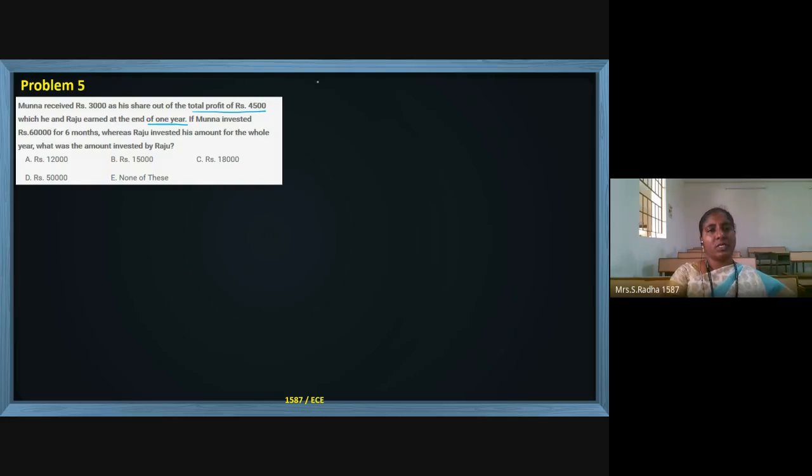Okay, so generally we know that we have to find the ratio of investment. Munna is to Raju. So Munna invested 60,000 rupees for 6 months. Raju invested, we don't know how much is the amount, but he invested for 12 months that we know.